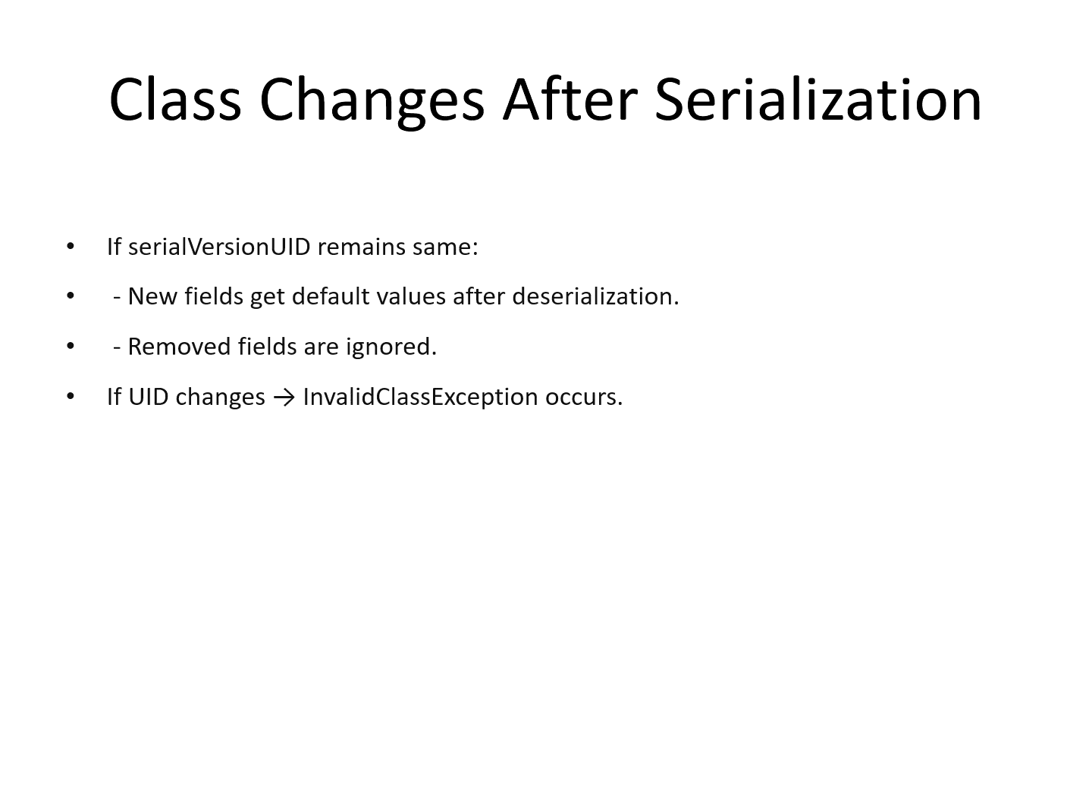Now let's say, what if the class changes after serialization? If the serialVersionUID is the same, new fields just get default values and removed fields are ignored. But if the UID changes, you get an InvalidClassException. So the rule is, keep the same UID if you make small changes to your class.